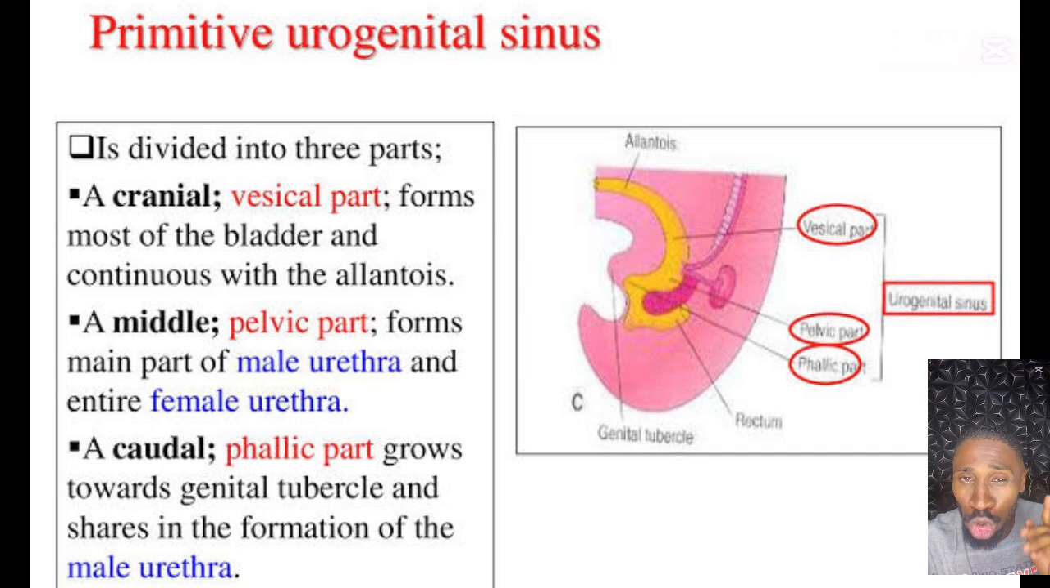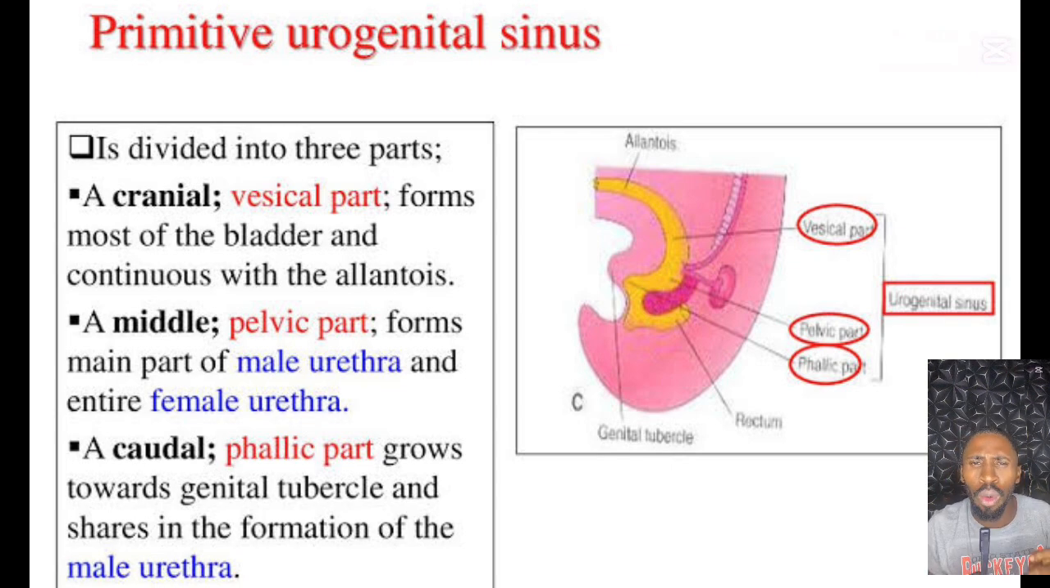You should know that they are flattened from side to side. So since they are flattened from side to side, as the genital tubercle begins to grow, it pulls the phallic part to the front. So always know that the formation of the last part of the urogenital sinus, which is the phallic part, has different origin for male and female, while the middle part in male forms the prostatic and the membranous urethra.